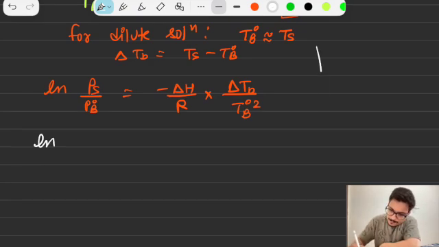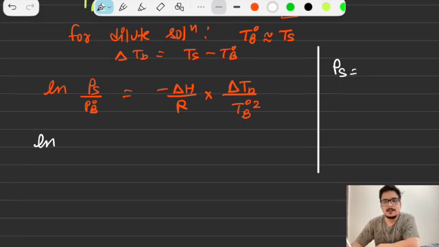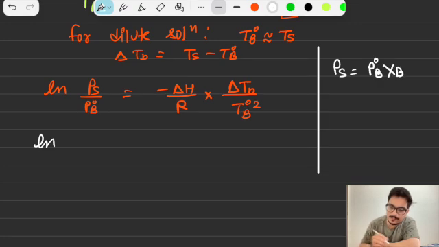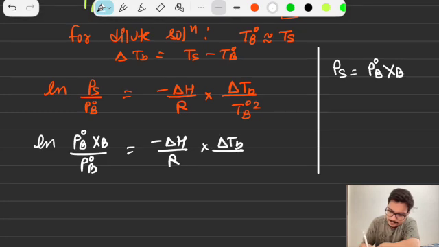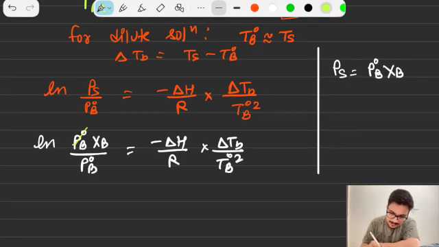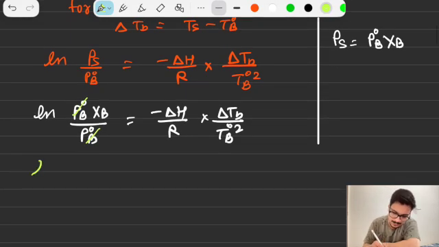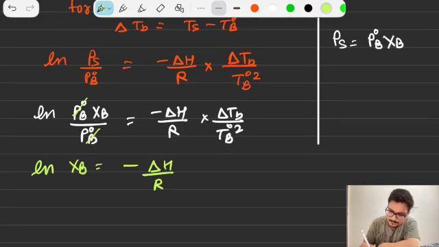As you know, Ps is the solution vapor pressure, which will be equal to P naught B into mole fraction of B. So I can write Ps upon P naught B is equal to mole fraction of B. P naught B will cancel out, so natural log of chi B, the mole fraction of B, is equal to minus delta H upon R into delta TB upon T naught B square.